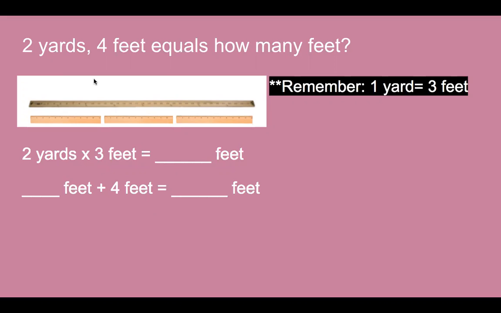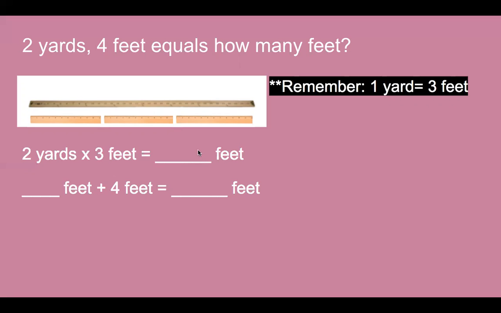It's important to remember here, thinking of our conversion charts, that 1 yard is equal to 3 feet. I gave you a little visual here to remind you, 1 yard is equal to 3 feet. So how many feet are in 2 yards? We just do that basic multiplication fact, 2 yards times how many feet are in 1 yard, which is 3 feet, and that's going to give us the number of feet that the 2 yards is equal to.